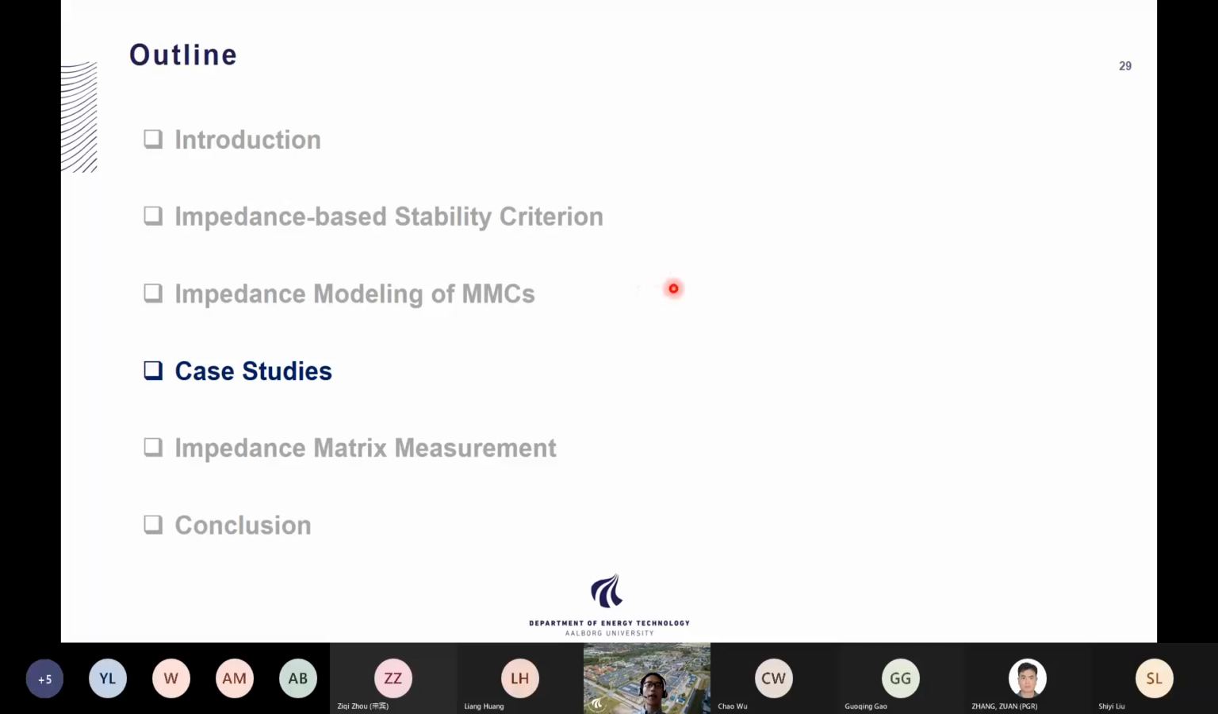Okay, so suppose in that case we have the impedance model of the MMC, and we also have the impedance model of the wind turbine. The impedance model of the wind turbine converter is just the impedance model of a two-level voltage source converter, which is quite mature. Then we can put them together to perform some stability studies.